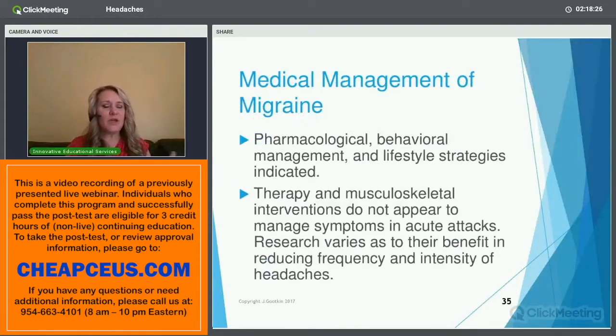So the medical management for anyone with a migraine is going to be multifaceted. It's looking at pharmacological management as well as a behavioral piece to look at managing the potential stress trigger, and then lifestyle strategies to look at the other types of triggers.